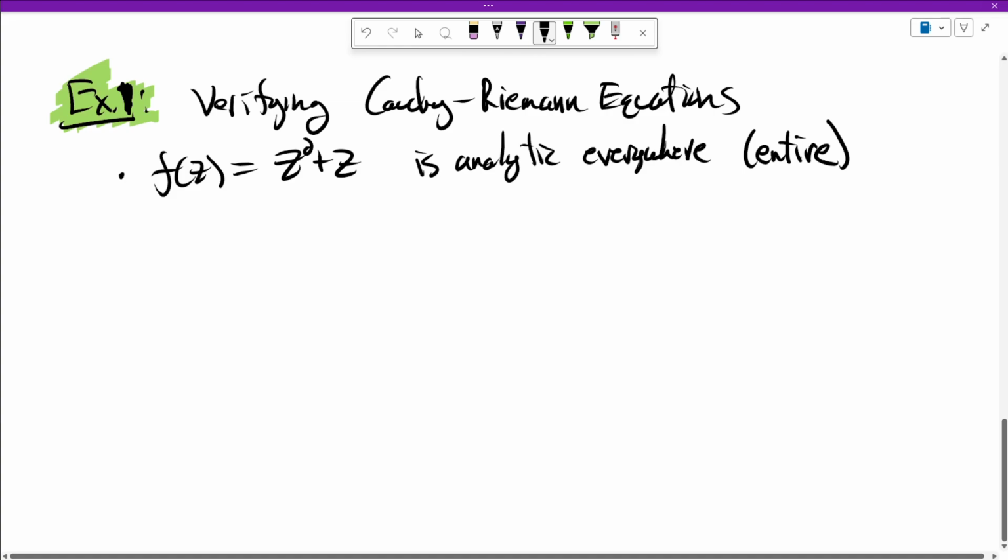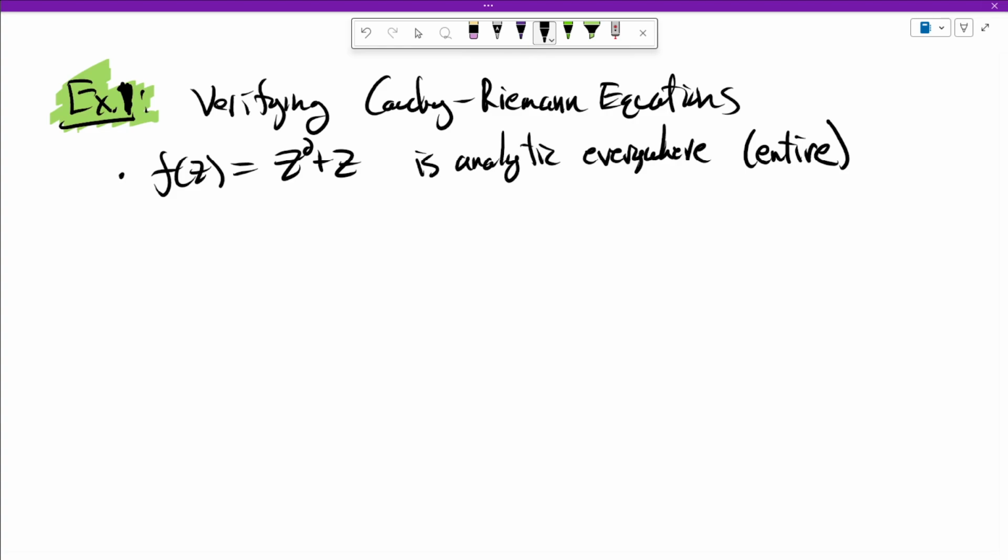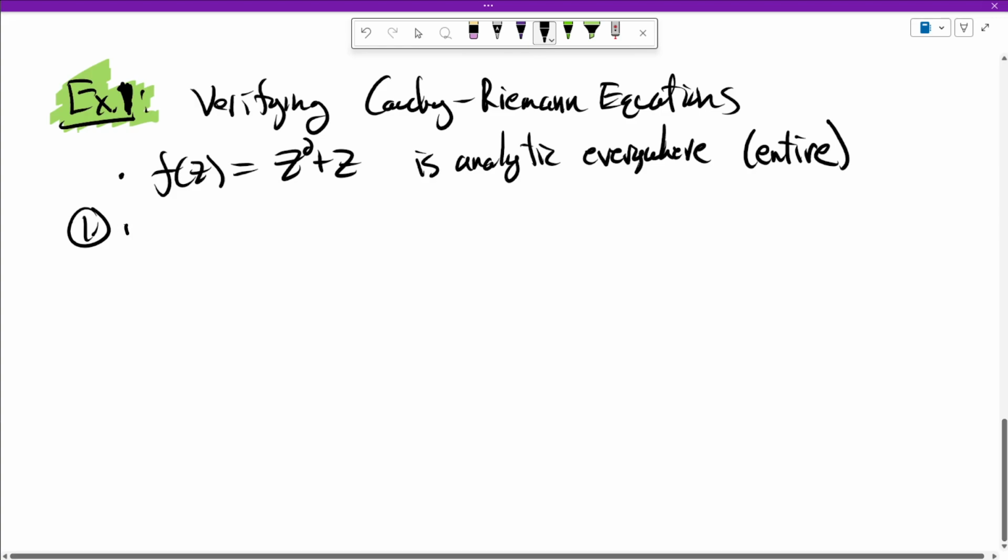All right. So all we're going to do is verify the Cauchy-Riemann equations. According to the theorem we just proved, they should hold everywhere. There should never be a point where they fail to hold. So let's do that. We have to first work out the real and imaginary parts of f.